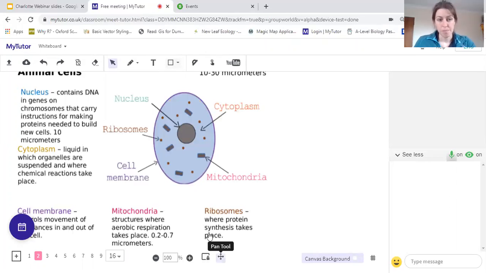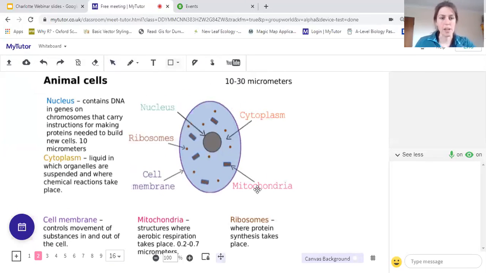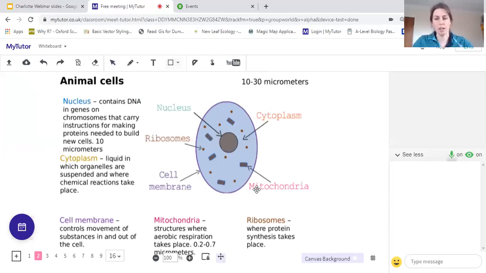Okay, so we're going to start with the basic structure of an animal cell. So cells are the building blocks of life. They make up every part of us. And cells in animals all have the same basic structure. So there's 5 structures that you need to remember, really. If you're going into A-level, there'll be a few more organelles that are added on.